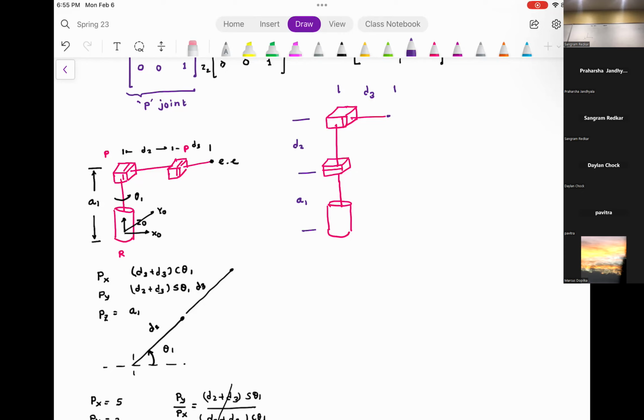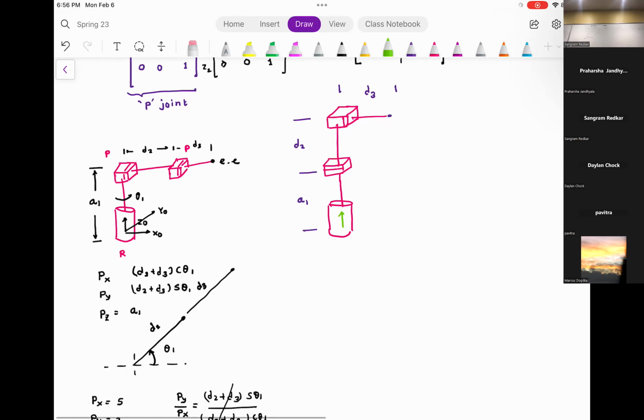Everyone understood this? Now, what I want you to do is, I don't want you to write the homogeneous transformation. You can write those, you will get the correct answer. But just looking at the robot, can you tell me how you would solve Px, Py, and Pz? So for an example, first let's identify the coordinates. This is Z0, this is X0, this is Y0.